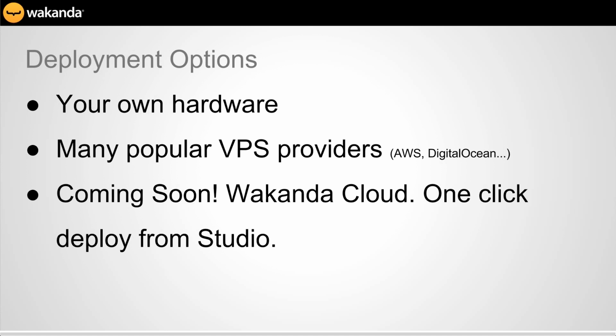So what are your deployment options? Studio works on both Windows and Mac. Deployment works on Windows, Mac, and Linux. So you can deploy on your own hardware. You can use any of the popular VPS providers out there. I've personally used Amazon Web Services with EC2. I've used DigitalOcean, Linode. There's a whole pile of them. You can choose what you like. Coming soon, we are in the midst of building a specific cloud, so it will be one-click deployment from Studio. That's going to be a great option, and we'll be announcing information on that as time progresses, but it's in internal beta right now, something we're pretty excited about.